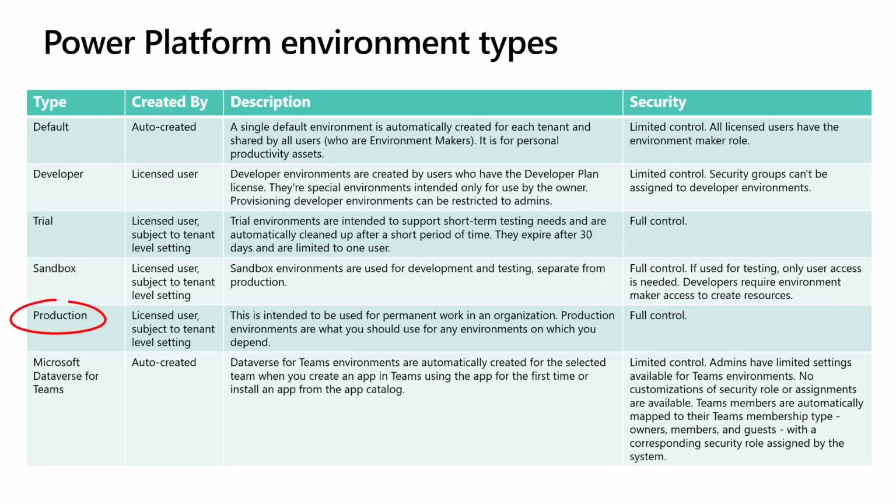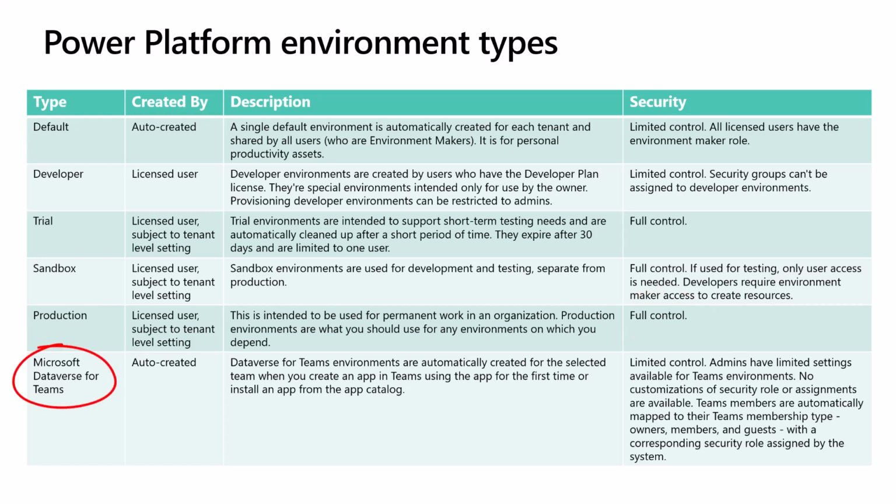Production environments in Power Platform are crucial for permanent organizational operations, serving as the foundation for critical business processes. They offer full control over security settings, ensuring robust protection for sensitive data and maintaining operational integrity. These environments are recommended for deploying production solutions that support daily business activities effectively.